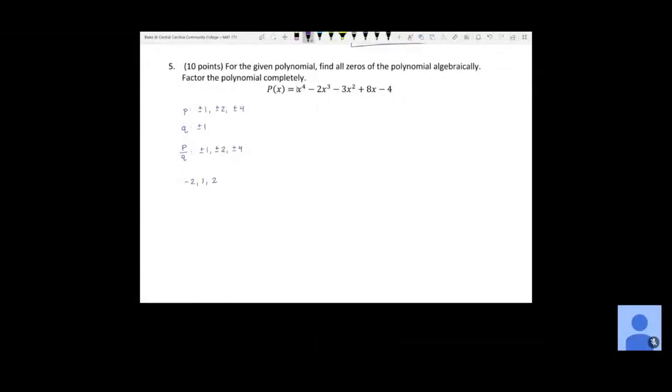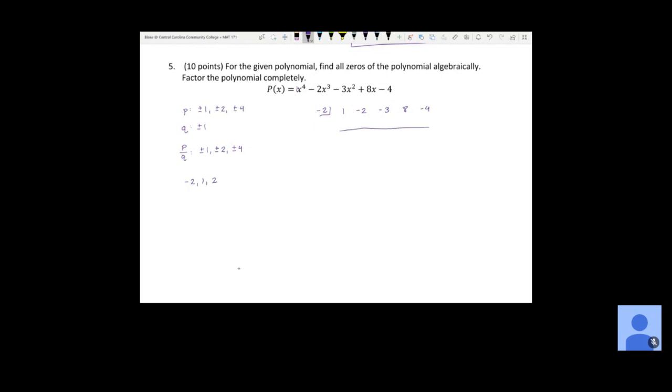All right, so now we start with a -2. It goes in our box. We look across here, we have x to the 4th, x cubed, x squared, x, and a constant. We're not missing any terms. So it's just going to be 1, -2, -3, 8, and -4.